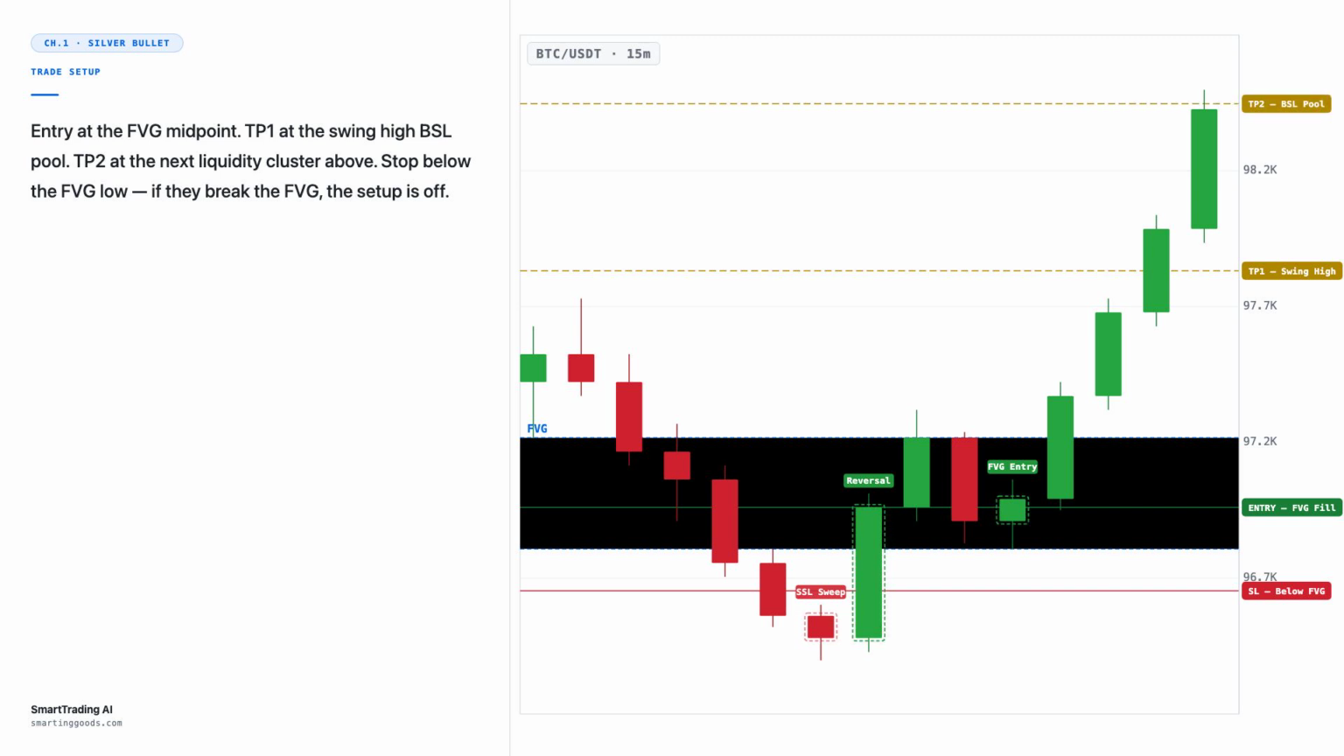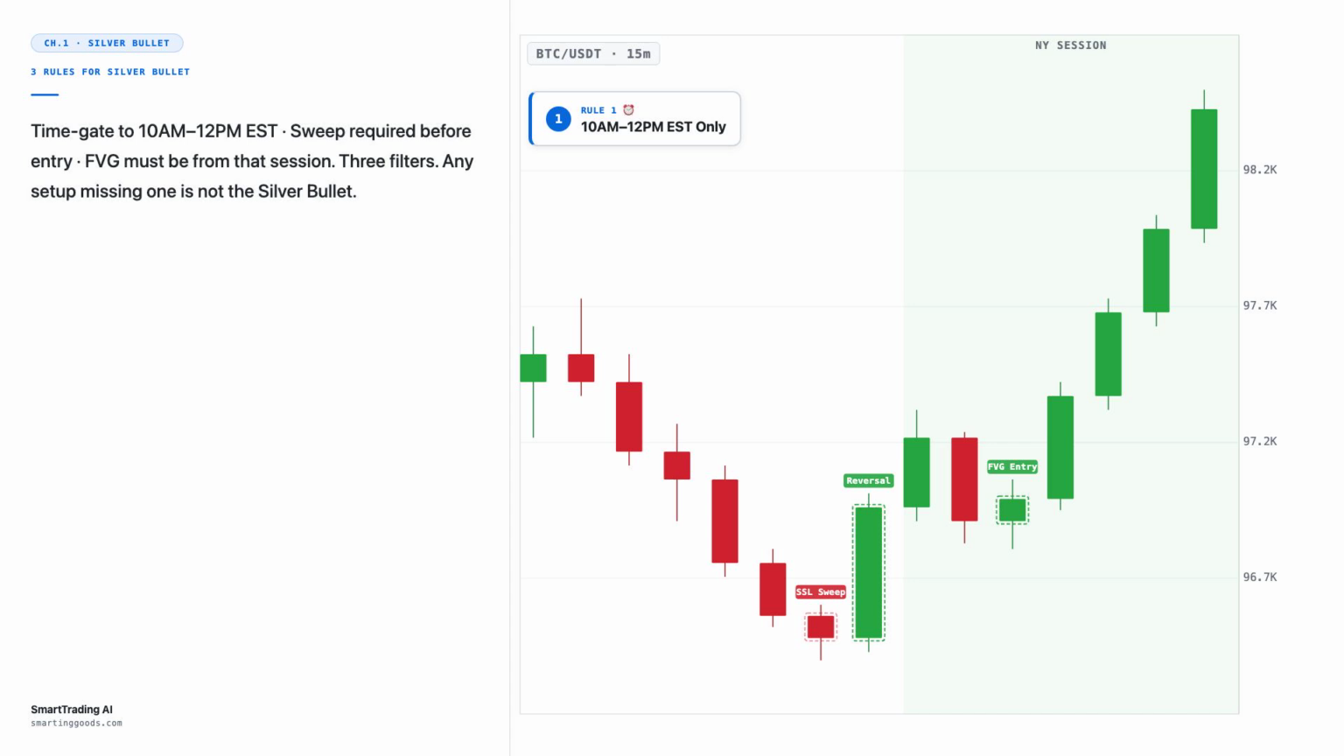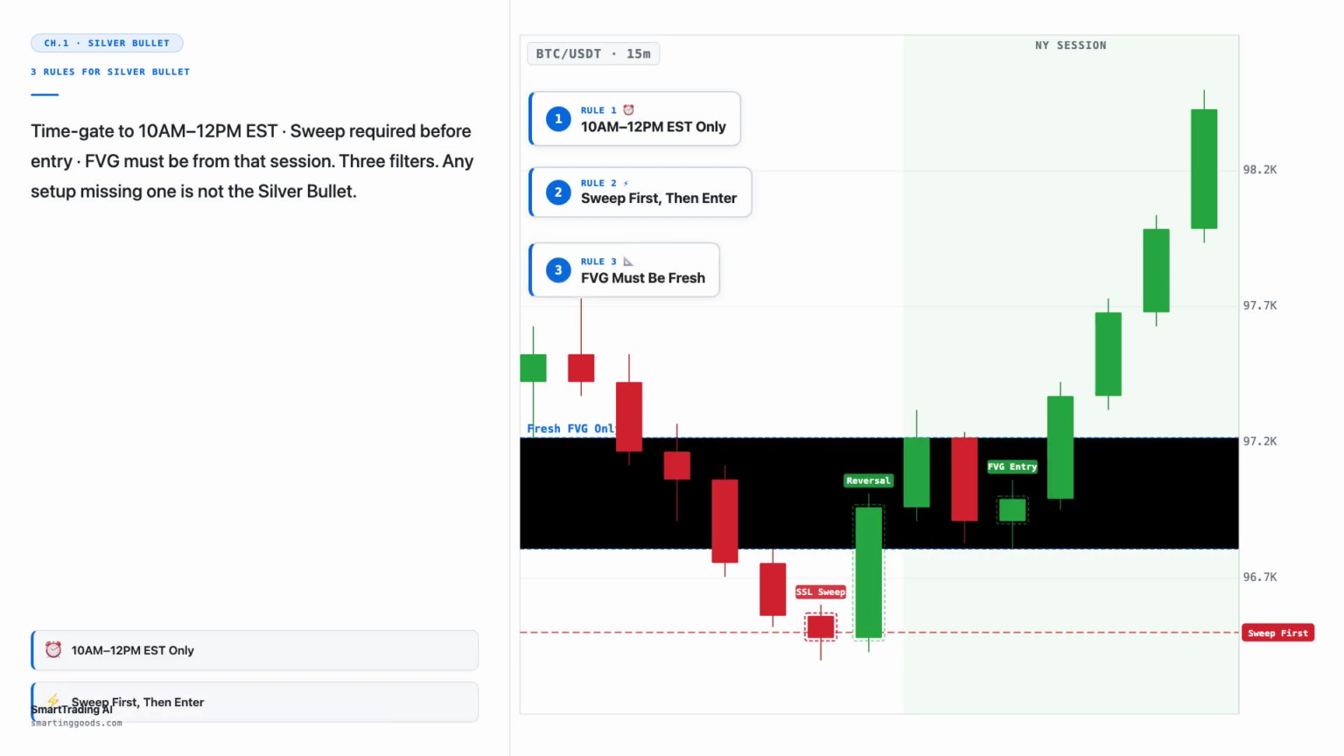3 rules for a valid silver bullet. 1. Only trade this window between 10 and noon Eastern. Outside this window, it is not a silver bullet, it is noise. 2. The sweep must happen first. No sweep, no setup. If price has not taken liquidity, there is no entry. 3. FVG must form during the window. An FVG from the Asia session does not count. The imbalance must be fresh, created by the sweep reversal.